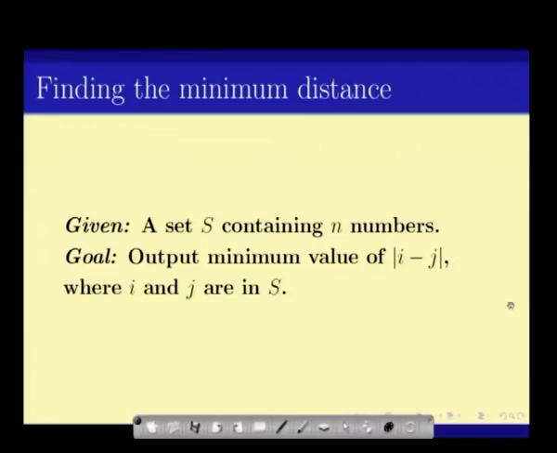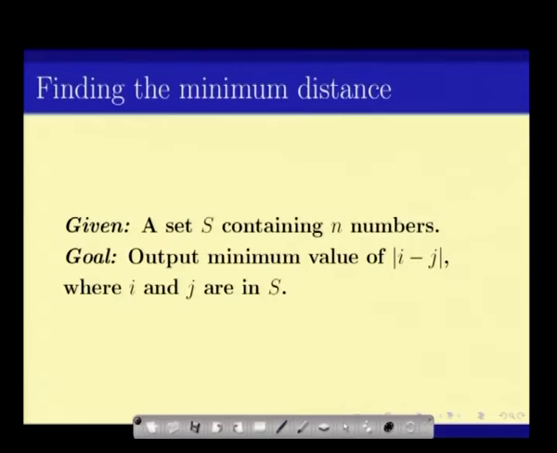This problem is about finding the minimum distance in a set. Again, we are given a set of n elements or n numbers, and we want to output the minimum value of i minus j, where both i and j are in S. Thus, we want to find the closest two numbers in S. Note that S is not sorted. So, S can be anything, and finding the minimum distance between two numbers can be somewhat hard.